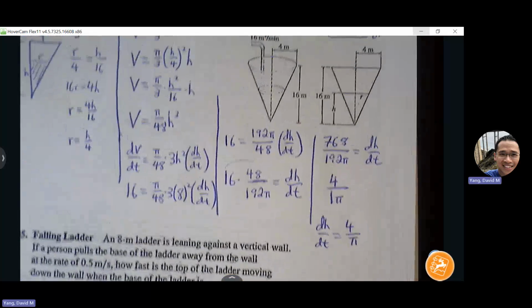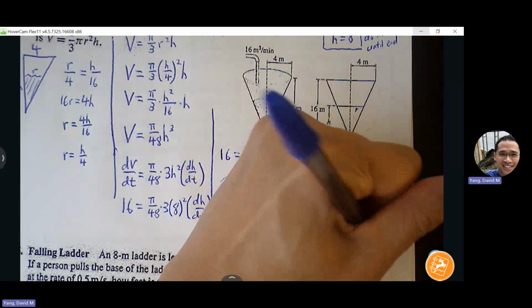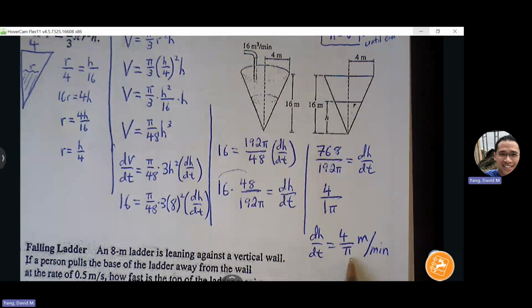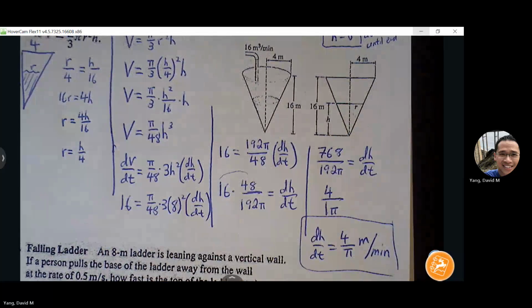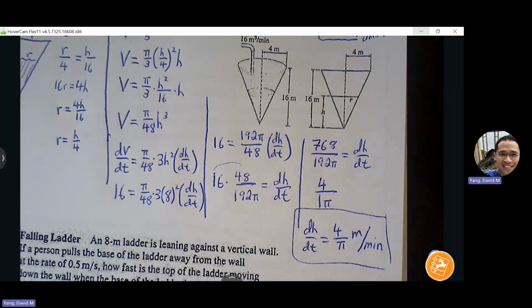Okay, what's the unit of measure here? Okay, meters for height, minutes for time. Does it make sense that I'm getting a positive dH/dt? That's just the simplified version of 768 over 192. 192 goes into 768 evenly 4 times. Okay, does it make sense that dH/dt is a positive value? Yeah, so why is it positive? Because the water is rising, so everything's increasing, right? Height's increasing, volume's increasing, radius increasing.